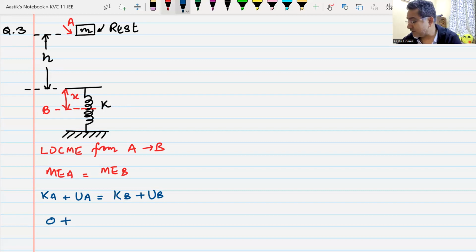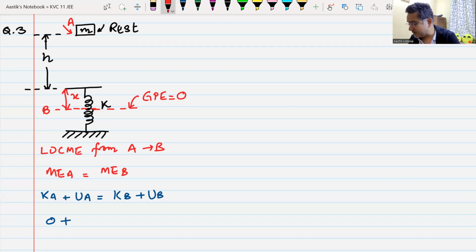So, for gravitational potential energy, we have to take a reference point whose energy can be taken as 0. Now, which point are we going to take? I always take the lowest point, and I think this is the lowest point. So, I take the gravitational potential energy of this point as 0. Do we understand this? I always take the lowest point. And the lowest point here is the point B. So gravitational potential energy of point B is taken as 0.